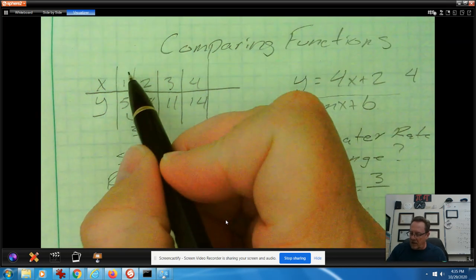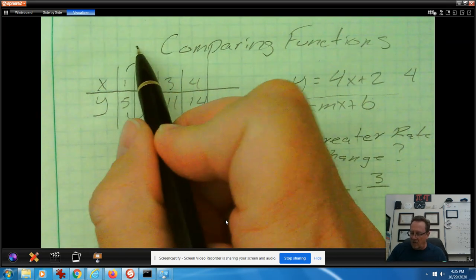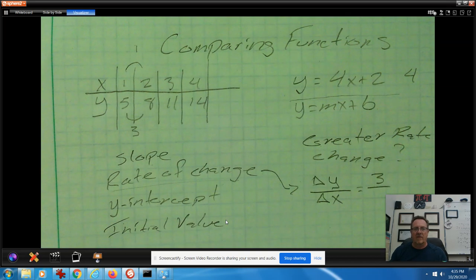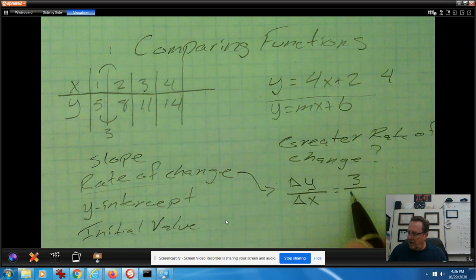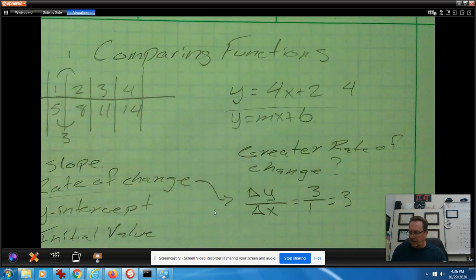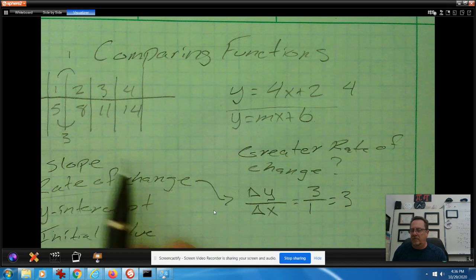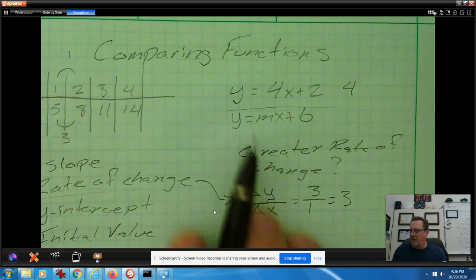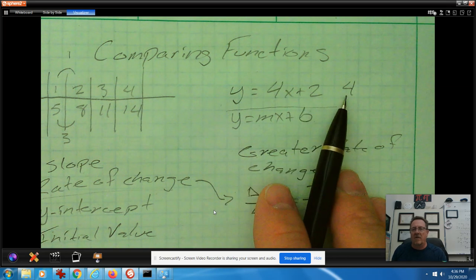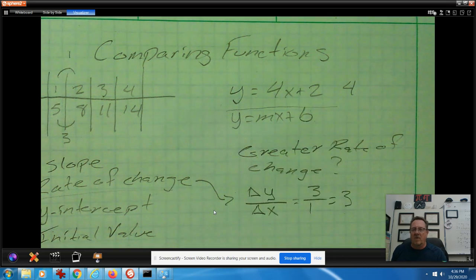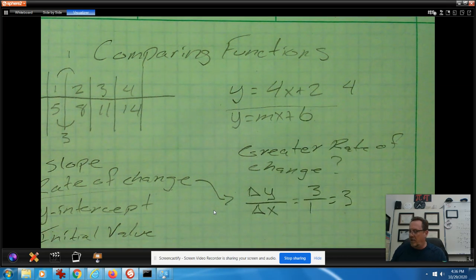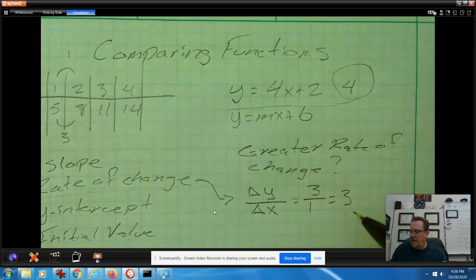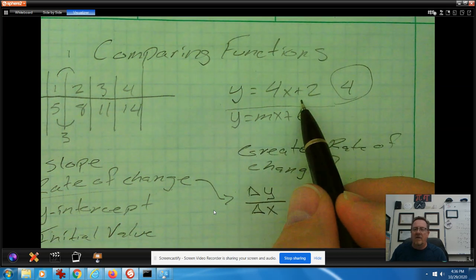And if we look at the change in x, the change in x is 1. From 1 to 2 is just 1 difference. So this is going to be 3 over 1, and we can call that a slope of 3. So for the table, our rate of change is 3. And for the written function, our rate of change is 4. Which one is greater? Well, of course, 4 is bigger than 3, so the equation in this case has a greater rate of change.